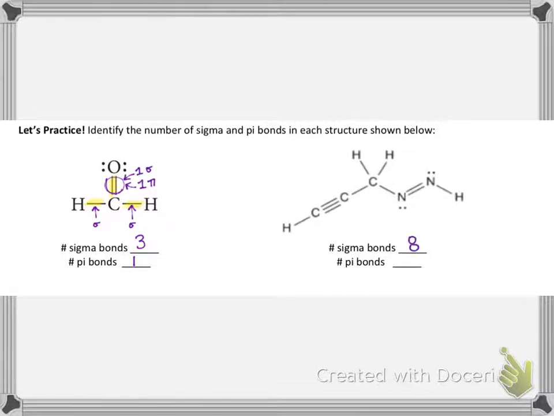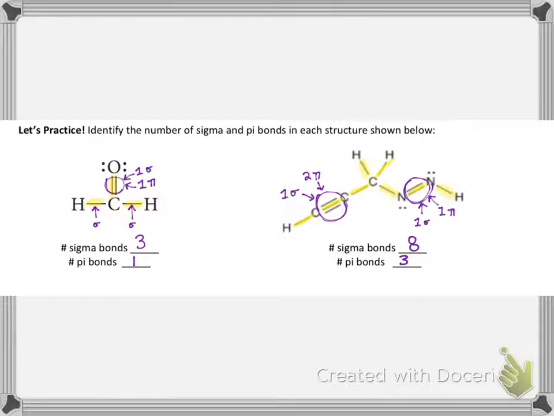Well, when I counted, I got 8 sigma bonds. 1, 2, 3, 4, 5, 6, 7, 8. But for pi bonds, only 3. Notice, it's a triple bond, so that means 2 pi bonds there. And then we've got a double bond, so there's 1 pi bond there. So that's it. That's all you have to know.